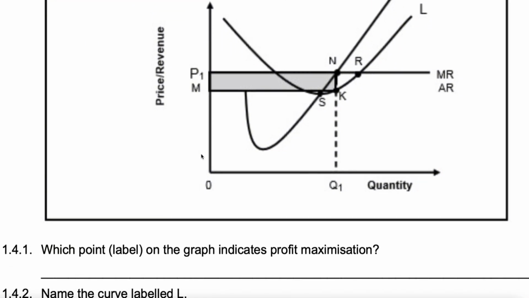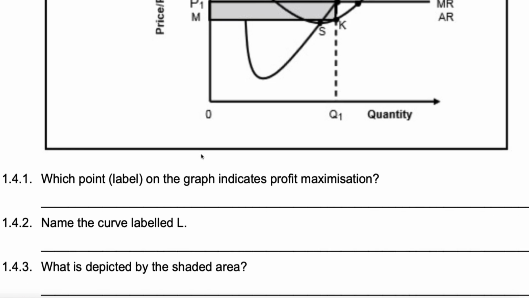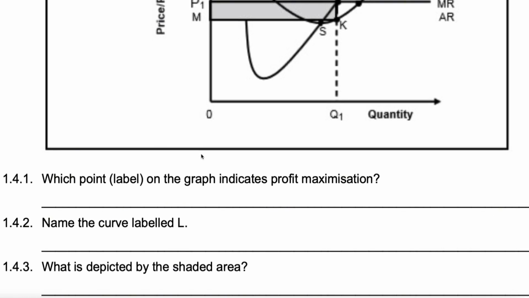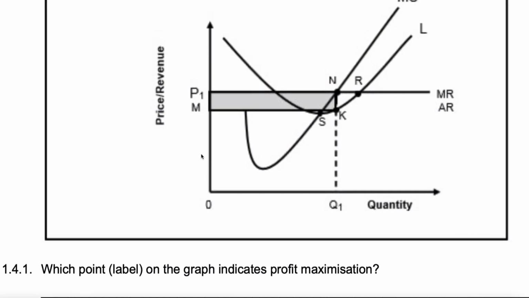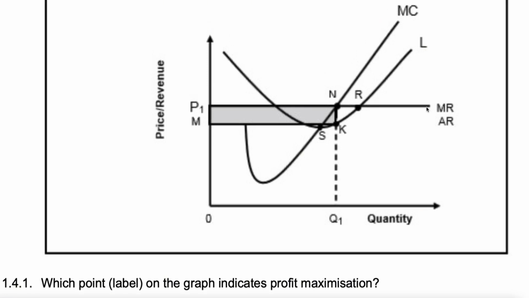I don't know who wants to take the first one. Who is volunteering to take the first one? Ladies first. Okay. Can you read us the question and then answer it at the same time? So it says, which point labeled on the graph indicates profit maximization? Okay, which one indicates profit maximization? It's N. I agree with you. Why do you say N? Because MC intersects MR. Yes, at point N. Very good.